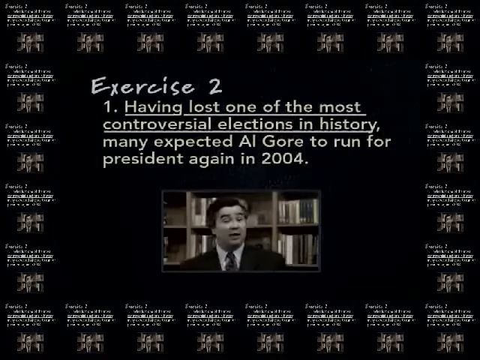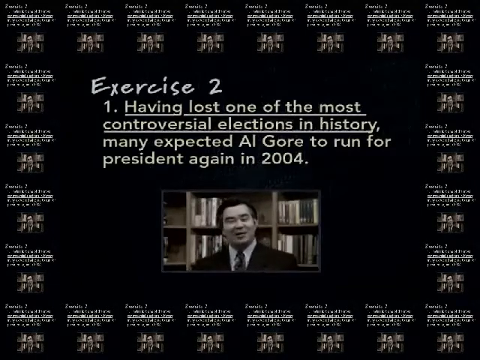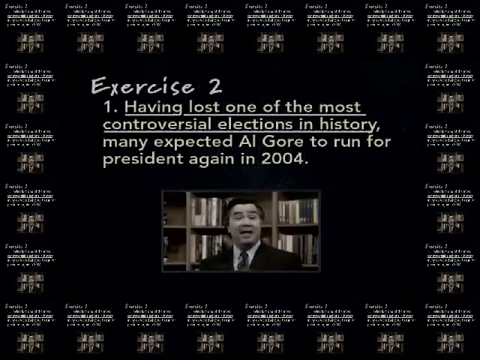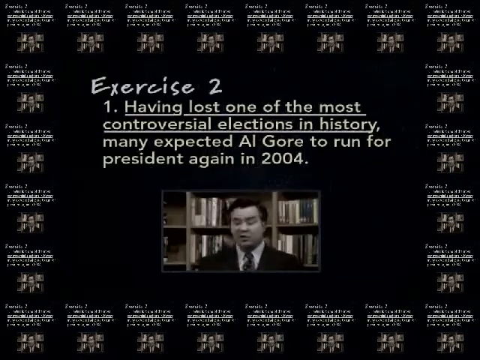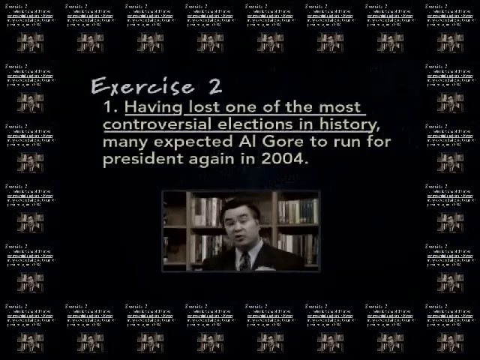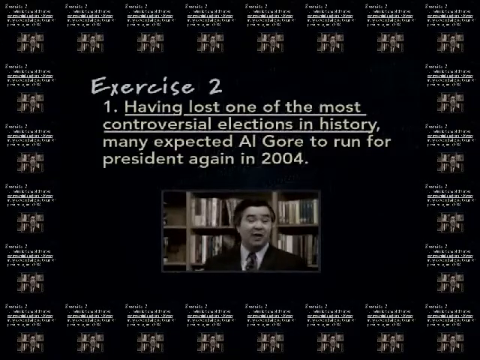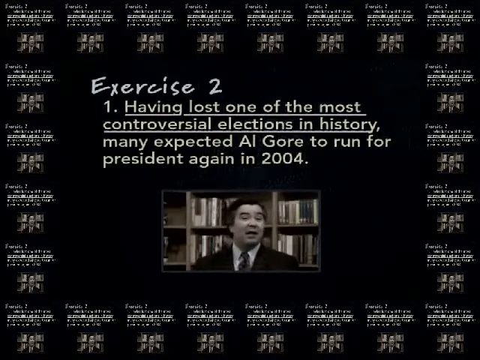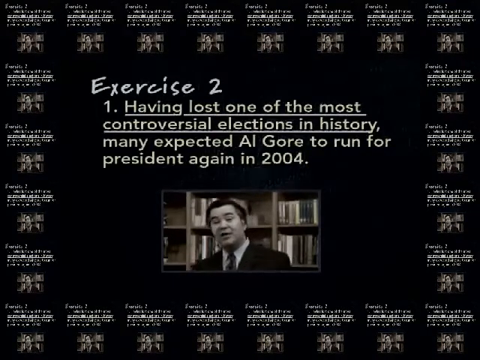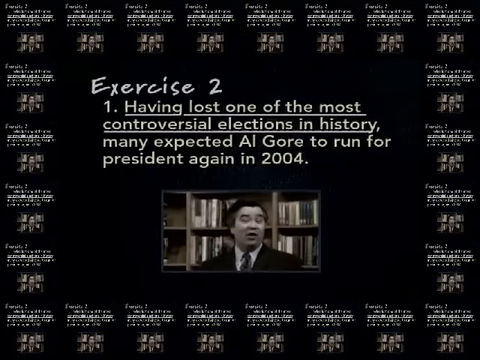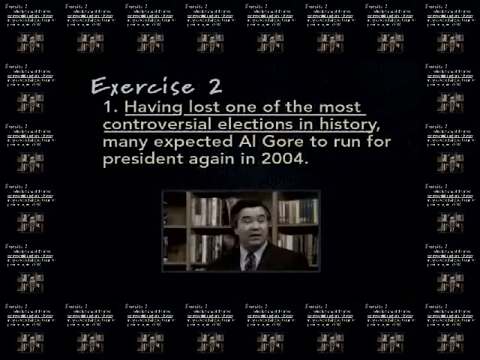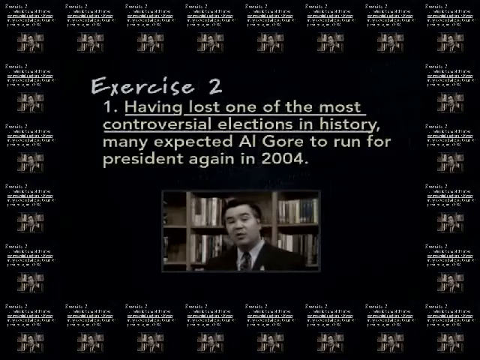No, that's not correct, because what's right next to the modifying phrase is not the word that it is intended to modify. It is not the many people who lost one of the most controversial elections. The person who lost the controversial election was Al Gore. So for this sentence to be correct, that modifying phrase would need to be followed immediately by Al Gore, not by the pronoun many.